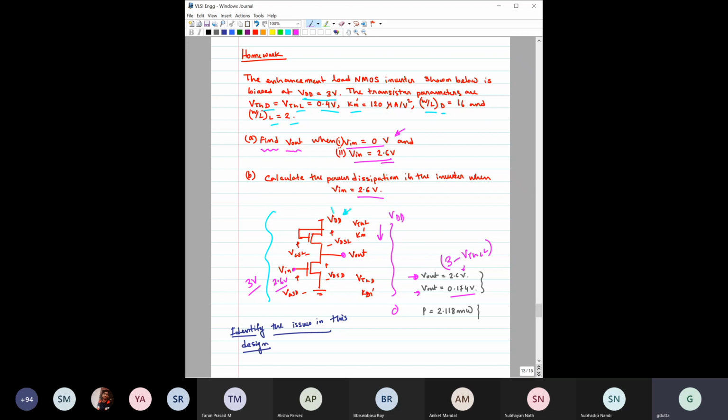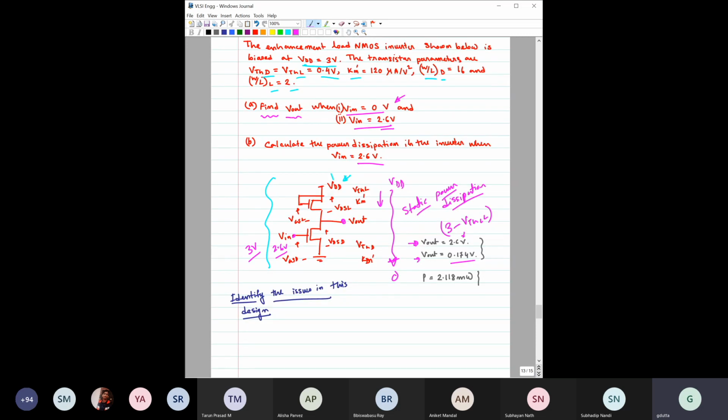So this will again cause static power dissipation, right? Due to this static power dissipation, there will be a power loss, and this is again another issue. So there are a couple of issues which you have to identify. This question says that you have to find the power loss. If you calculate by putting 2.6, find the current, then multiply with VDD, you will get the power loss. So that is expected to come like this, right?